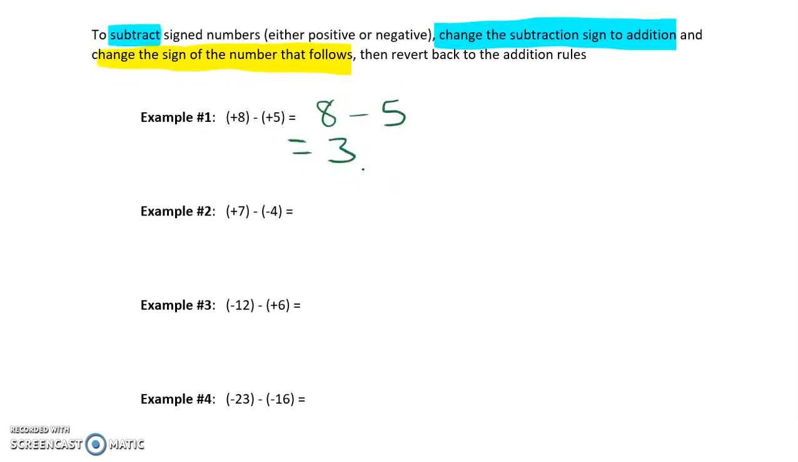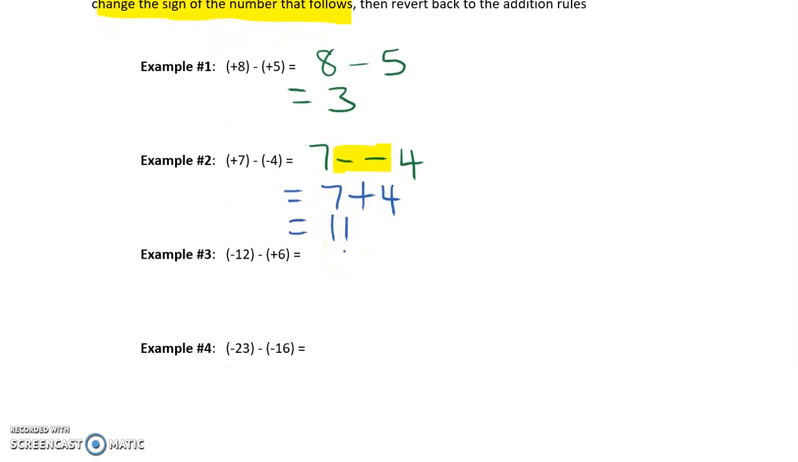If I have a look at the next one, I've got 7 minus negative 4. Now these two negatives here are touching, so that actually becomes a plus. So that becomes 7 plus 4, which is equal to 11. Just remember, if you've got two negatives touching, that makes a positive. In this one here, I've got negative 12, take away another 6, because the plus minus touching makes a minus. I'm at negative 12, and I'm going left another 6. So I'm going to get to negative 18.